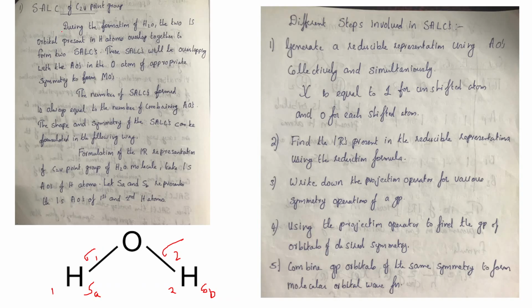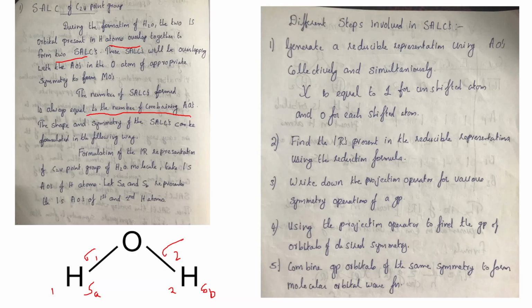And this is the first point, the SALC of the C2v point group. And we have the C2v point group, C3v point group, C2h point group, and D3h point group to deal with. First of all, during the formation of H2O, the two 1s orbitals of the H atoms overlap together to form two SALCs. So the SALCs will be overlapping with the orbitals of the oxygen atom of appropriate symmetry to form MOs, which we have already discussed. The number of SALCs formed is equal to the number of combining AOs. That is also a very important thing. The number of SALCs will be equal to the number of combining AOs.